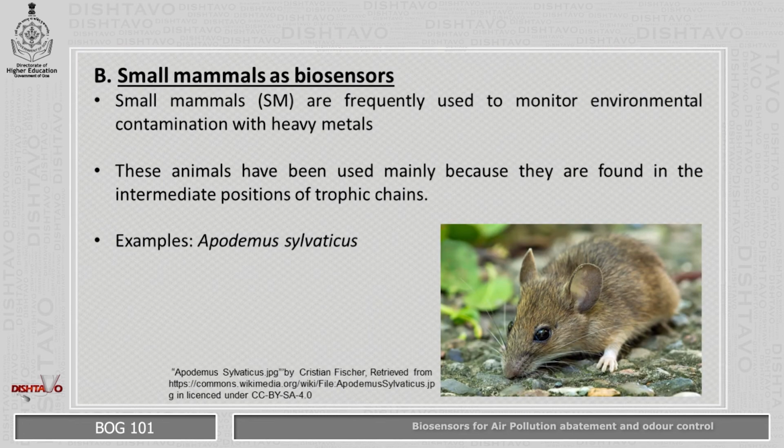Second one, we have small mammals as biosensors. Small mammals are frequently used to monitor environmental contamination with the heavy metal. These animals have been used mainly because they are found in the intermediate position of the trophic chain. So small mammals allow to make inferences about the bioavailability and bioaccumulation of the heavy metal. So example here we have is Apodemus sylvaticus, which is a common long-tailed mouse which is used in order to monitor the heavy metal pollution in polluted site, and it is used in biosensors.